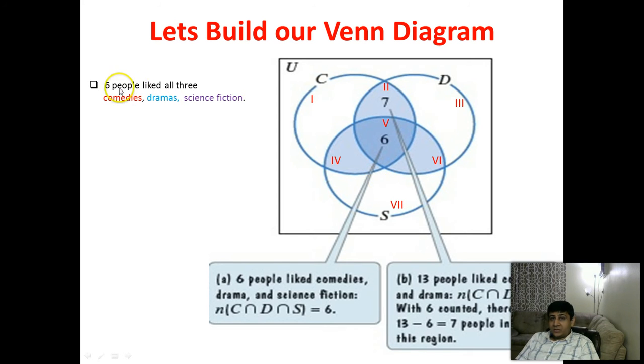Okay, now the 6 was given to us. 6 people liked all three: dramas, comedies, and science fiction. So 6 goes in region 5. I already have it there.